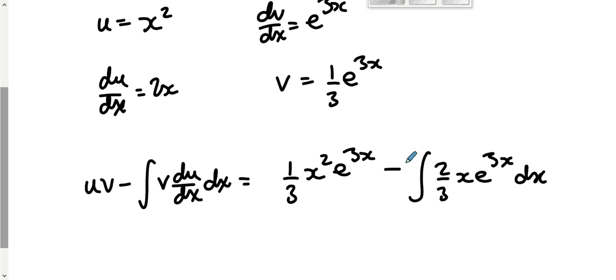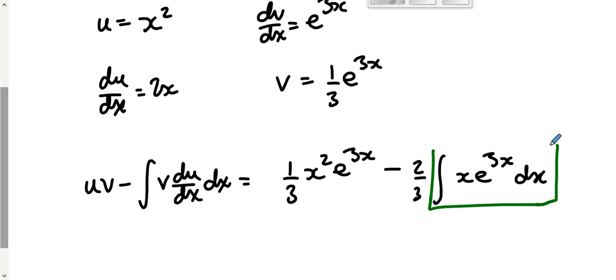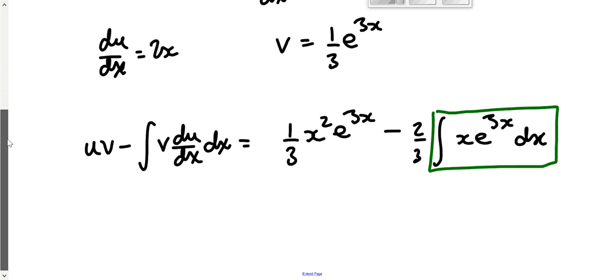And I'm going to take this 2/3 out of the integral, and the reason is it's going to look a bit simpler when I do that. So now when I look at this integral, I still can't do this directly, and if you look at it, it looks very like an example we've just done. It's an integration by parts again. So what we're going to do is take that and do integration by parts on that, and then copy it back in later.